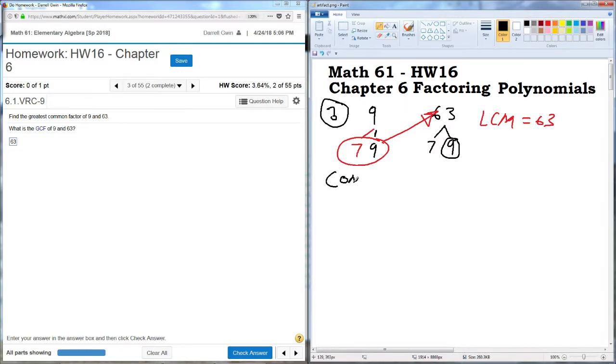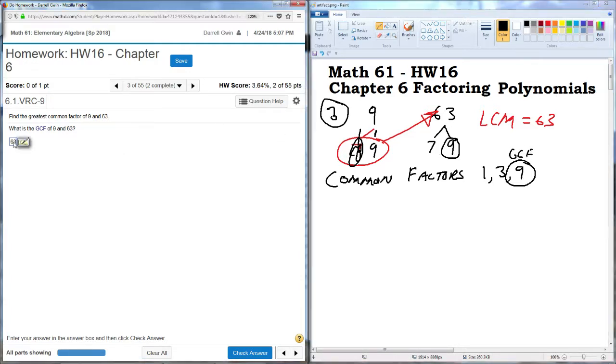Common factors. Factors are 1 times 9 and 1 times 63. 3 times 3 is 9, and 3 times 21 is 63, and 9 times 1 is 9, and 9 times 7 is 63. So those are common factors. The greatest common factor is 9. It's really easy to mix up the GCF and LCM if you're not thinking about it.